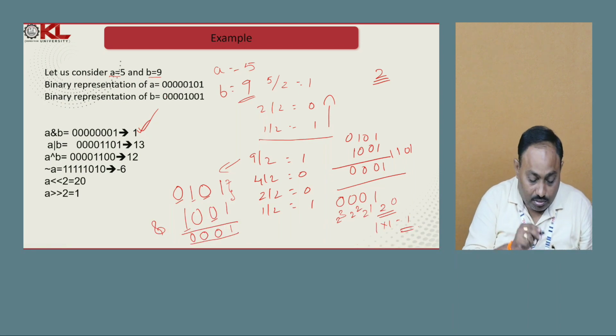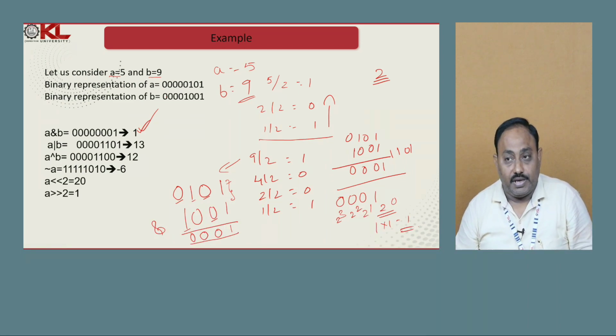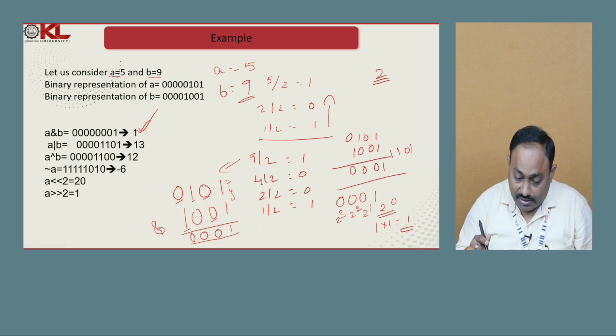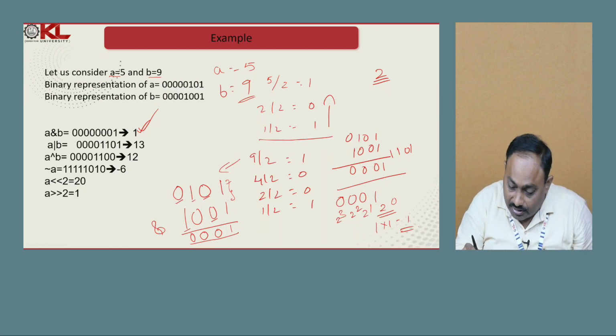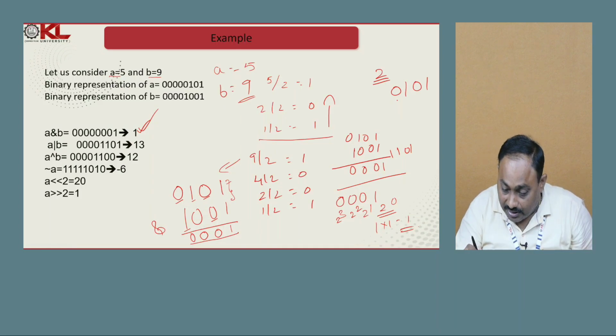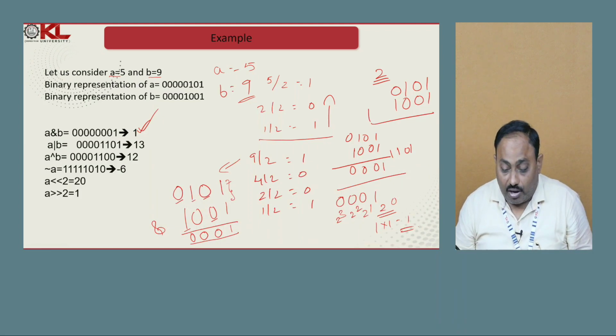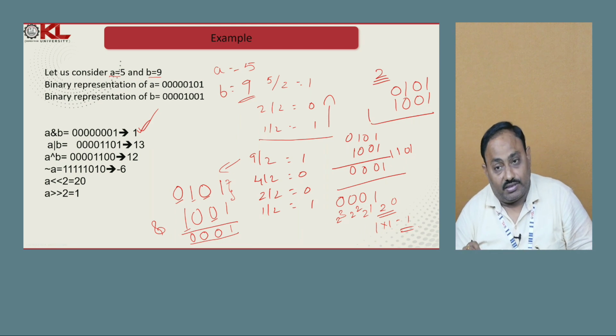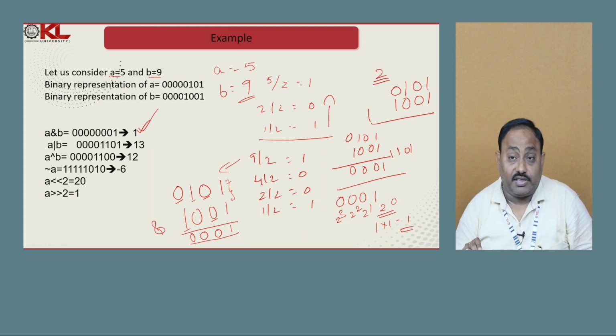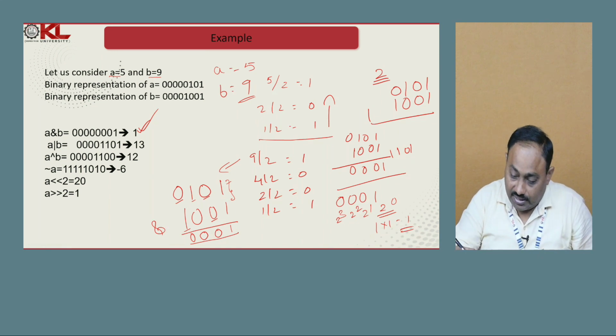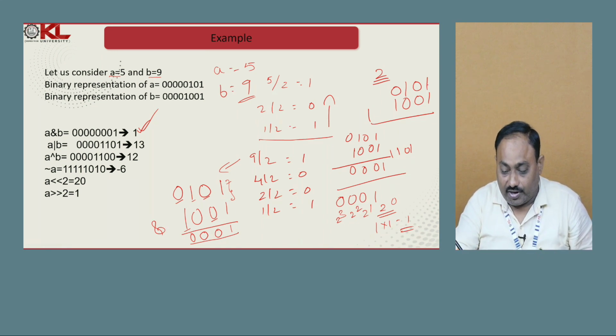Similarly, I want to do A bitwise OR B. Again take the two numbers here. The first number is 0101, the second number is 1001. Now I want to perform the OR operator. In bitwise OR operator, if any bit is 1 or both bits are 1, the resultant bit is 1. Here you can see the first bit in the first number is 1, the first bit in the second number is 1, so the resultant bit is 1.